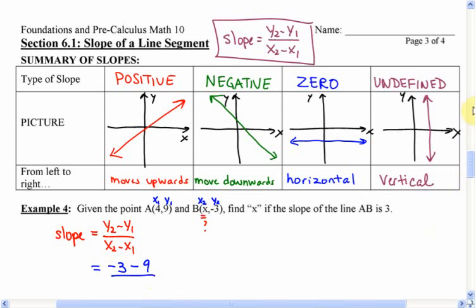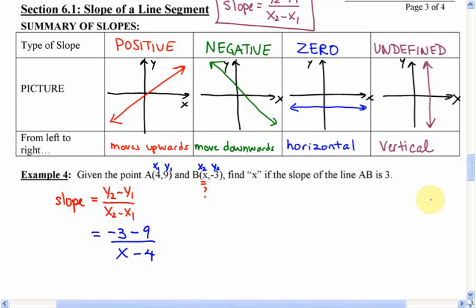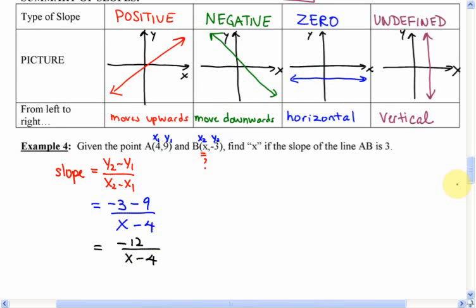What's x2? x, yeah, just use x. What's x1? Minus 4. Let's simplify this a little bit first. What's negative 3 minus 9? Negative 12. So you just told me that the slope of this line, given by this formula, is negative 12 divided by x minus 4. Good. But how is this going to help me find x?